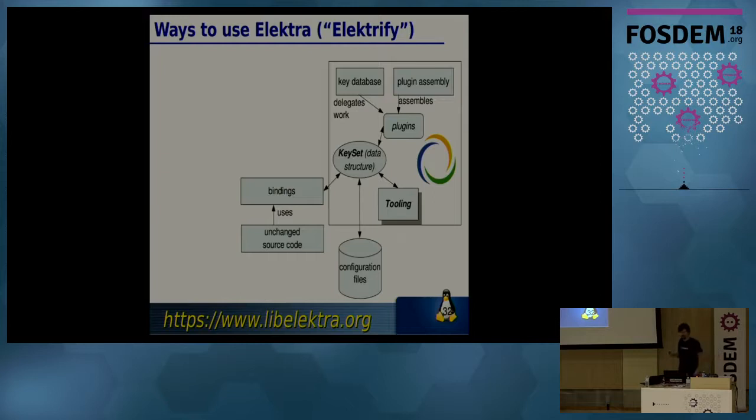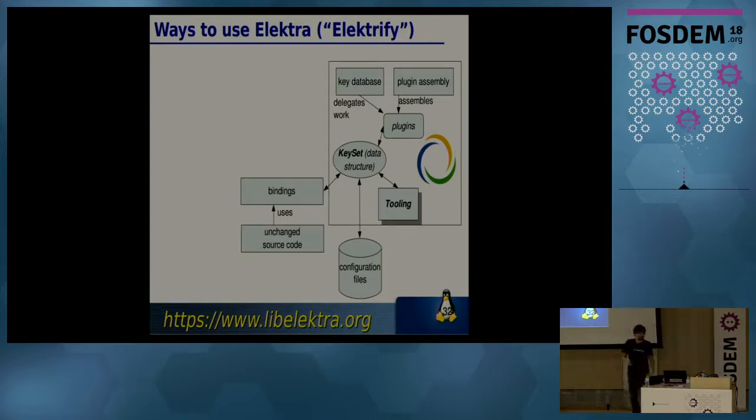Okay, then short about how to electrify, so how to use Electra. There are three ways to do it, depending on how much you like Electra, basically. The first one is if the application has nothing to do with Electra at all, so we have completely unchanged source code, an unchanged binary, we can use interception techniques. So we can use preloading mechanisms. And we already did this for getenv and for configuration files. So the application thinks it gets its own configuration, but in reality it gets a generated configuration file from Electra.